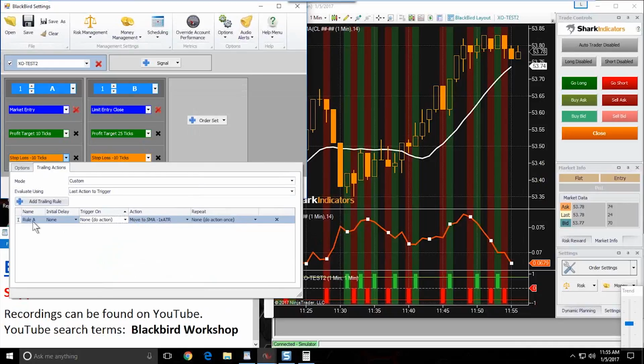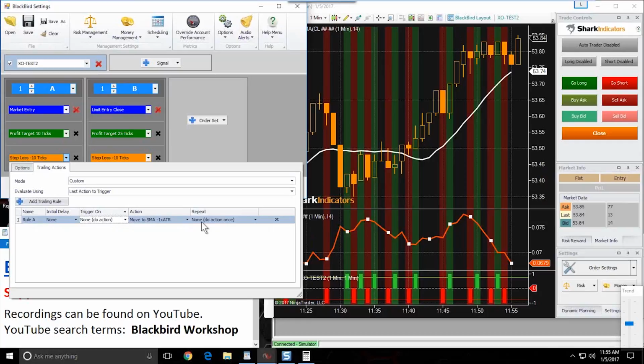Sometimes you may only want a rule to trigger only once. So you don't want this trailing rule to ever repeat or execute again. By default, the repeat is set to none. That means this trailing rule can only execute one time. It's never going to repeat. The repeat is set to none, so this trailing rule will never repeat. It's only going to execute one time, and that's it.